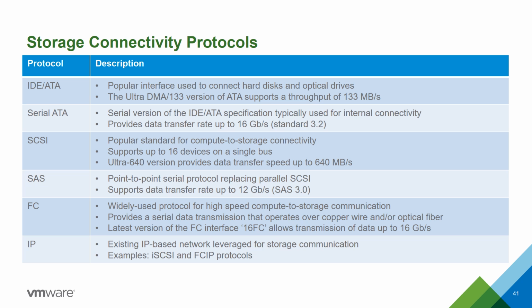Remember. And then in storage environments, SAS became very popular, which is used as a point-to-point serial protocol, which replaces parallel SCSI completely, and supports data transfer rates up to 12 Gbps, which is 12 gigabits per second, with the SAS 3.0 version. It is very popularly used in enterprise storage environments because of its serial nature of point-to-point connectivity and transfer rate of up to 12 Gbps, which is pretty much high speed.